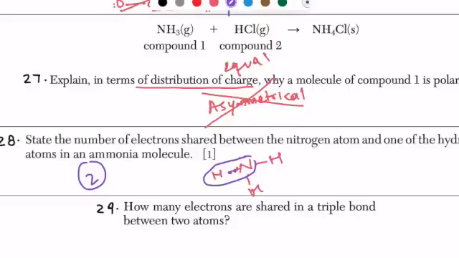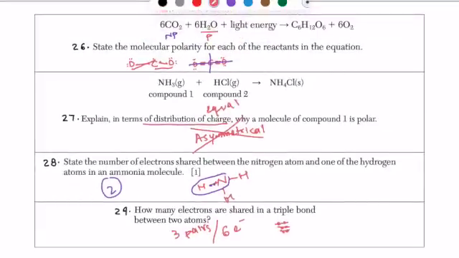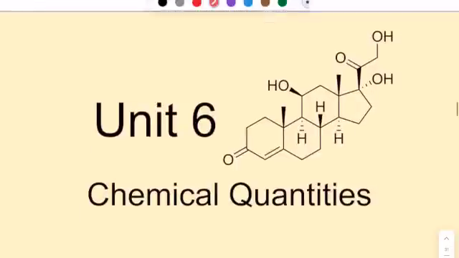How many electrons are shared in a triple bond? So triple bond is the one that is represented by 3 lines. So remember, each bond represents 2 electrons. So this will be 3 pairs. But because the question is not asking for the pairs, you will say in total 6 electrons. So that was the bonding unit.